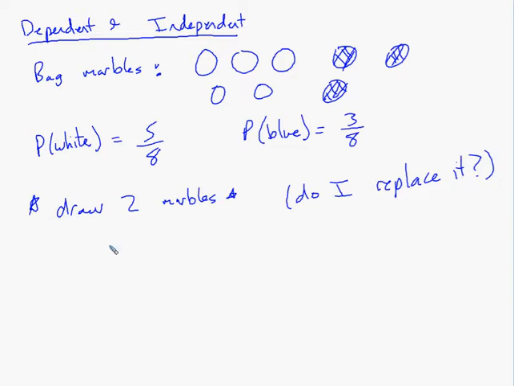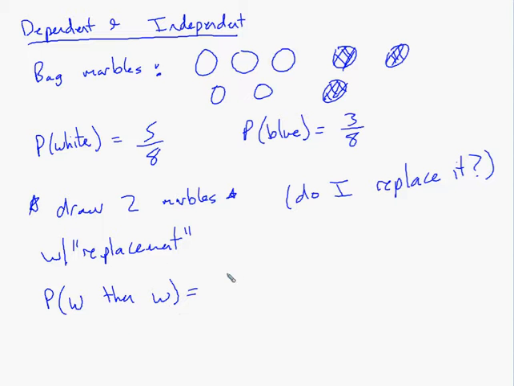Let's do it if I replace it. So this is going to be with replacement. And you'll see that word often in probability, with replacement, meaning I draw the thing or the event happens and then I reset the stage. I put everything back the way it was and do another draw, another event. So then what's the probability of drawing a white and then another white?